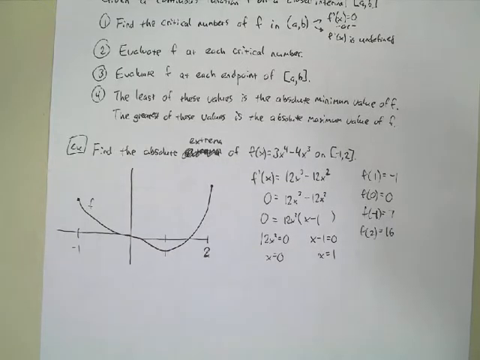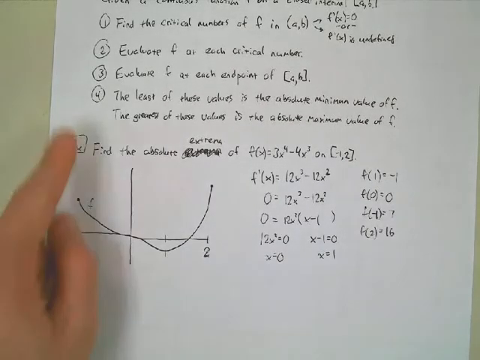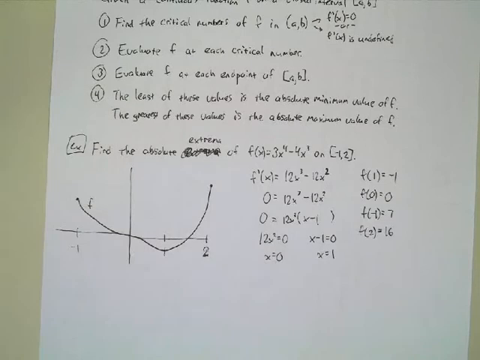But if it's on an interval and we're talking about absolute extrema, we need to include those endpoints. So now that we have all that analysis set up, by the way, guys, these are all candidates for absolute maximums and absolute minimums. We have not yet identified the absolute maximum or minimum. That's what we're supposed to do. Number 4, the least of these values is the absolute minimum. The greatest of these values is the absolute maximum.